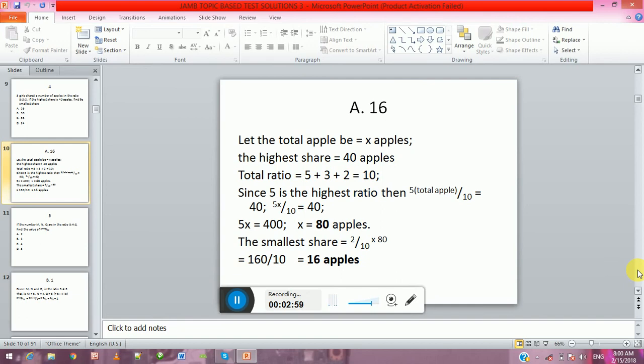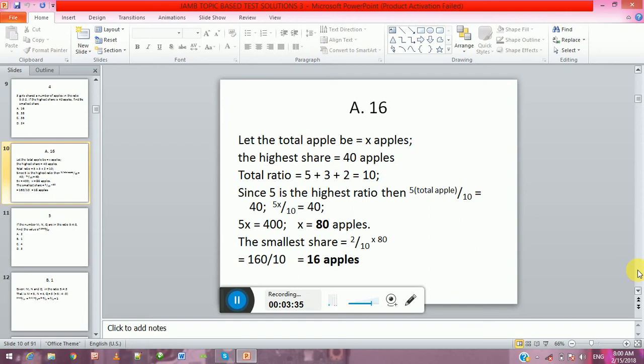We say let the total apples be x apples. The highest share is 40 apples. The total ratio is 5 plus 3 plus 2, which is equal to 10. So therefore, since 5 is the highest ratio, then 5 times the total apples over 10 should give us 40, since the highest share is 40. Now you say that 5x over 10 is equal to 40. Make x the subject of the formula. You will now get that 5x is equal to 400, so that x is equal to 80 apples.